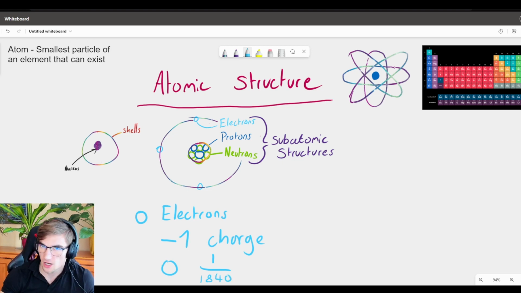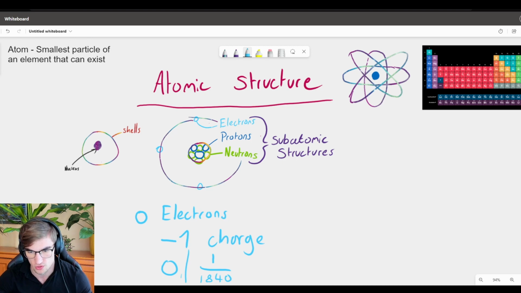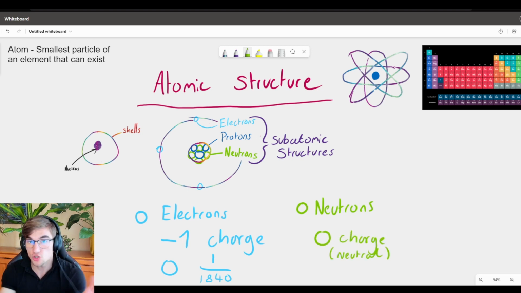1/1840. Very, very tiny. And that's why some people say that it's 0. It's just because it's so small, it's negligible compared to the protons and neutrons, okay? Now, neutrons don't have a charge at all. They have a 0 charge. They are neutral. Thus the name, right? Neutrons, neutral. They don't have a charge.